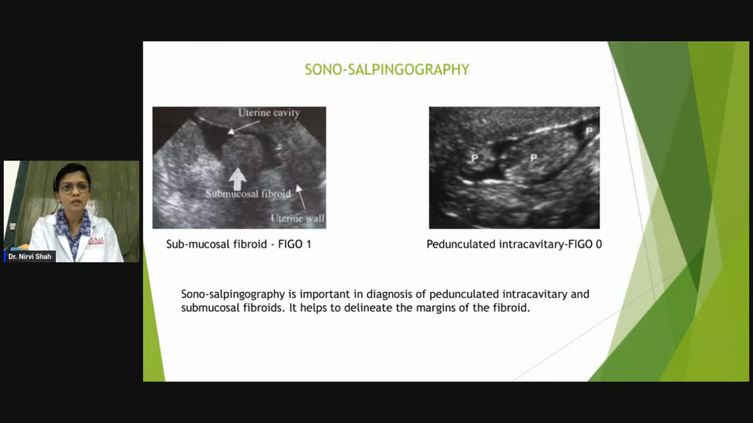Okay, so the most important takeaway point is that in sonosalpingography you are able to delineate the margins of the fibroid, which is also helpful before doing a surgery to decide the mode of surgery, whether you can do it only hysteroscopically, or a laparoscopy would also be required depending on the extent of the submucosal fibroid. Also, sonosalpingography helps in differentiating a polyp from a pedunculated or submucosal fibroid.